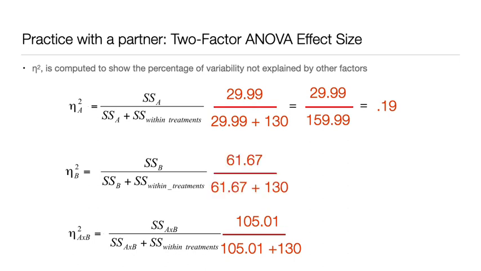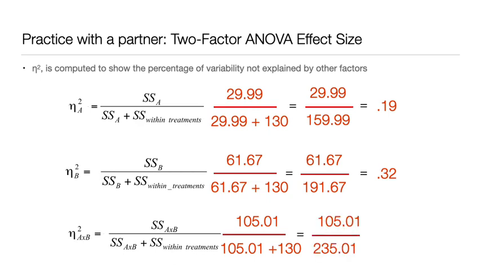We'll do the same thing for tempo, 61.67 divided by 61.67 plus 130, which gives us 61.67 divided by 191.67. That gives us an eta squared of 0.32. We'll do the same thing for our interaction, 105.01 divided by 105.01 plus 130. We do the math on that and we get an eta squared of 0.45.